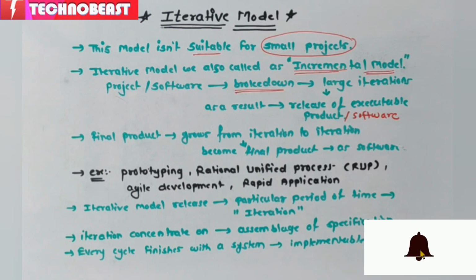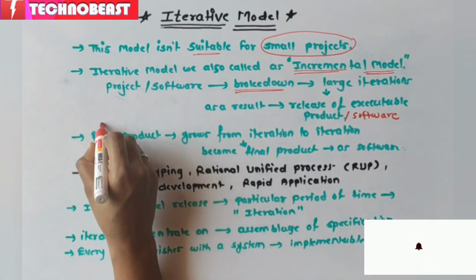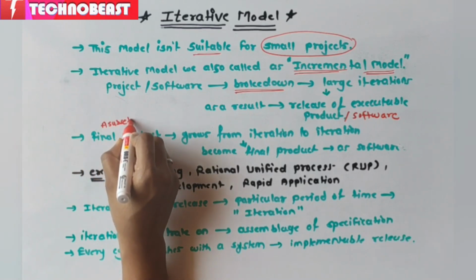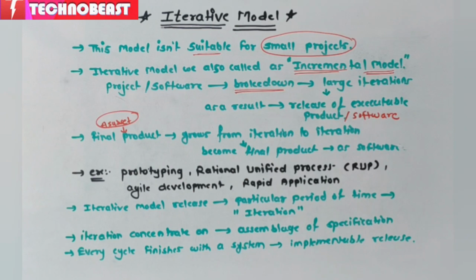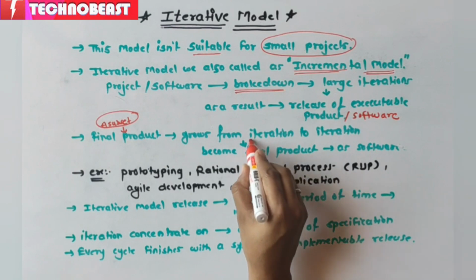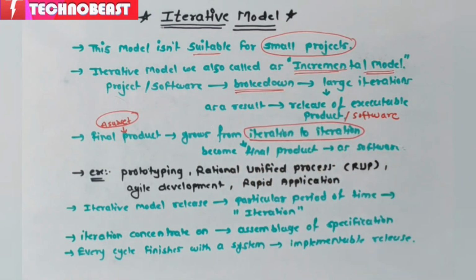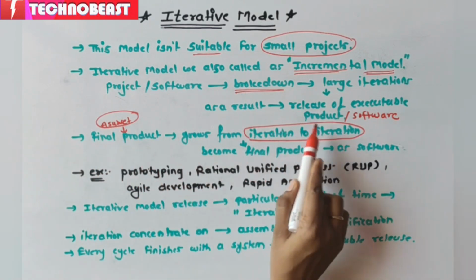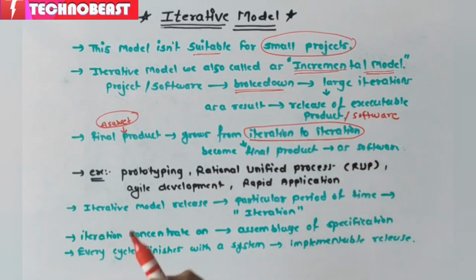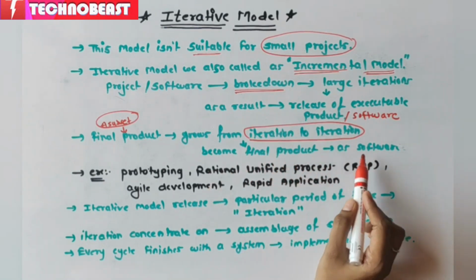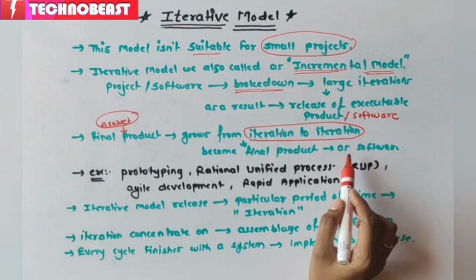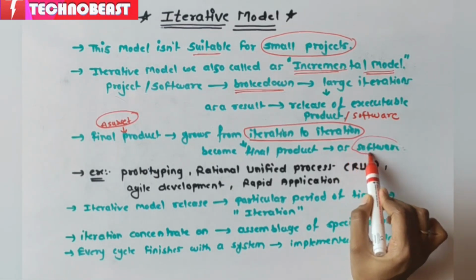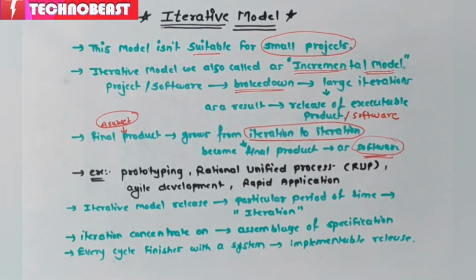Okay, a subset of the final product means a small set from this final product, under development, which goes from iteration to iteration. A subset of the final product under development grows from iteration to iteration to become the final product as a software, which helps us make the final software. Okay, that is what the iterative model helps us do.